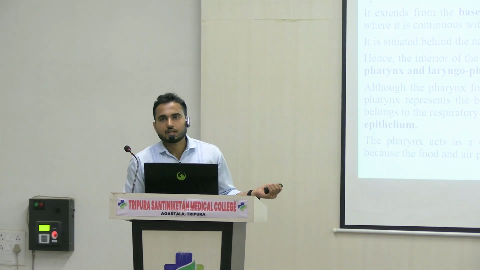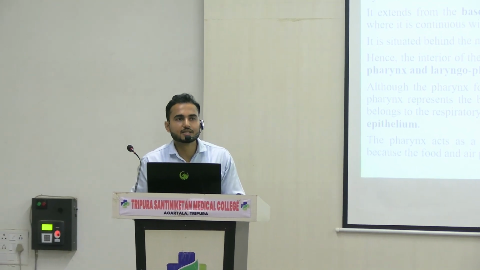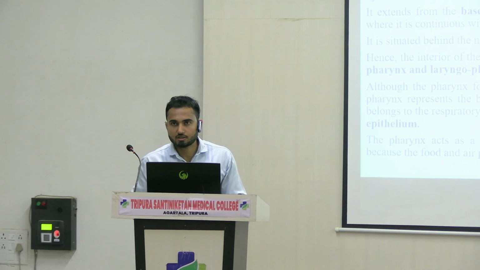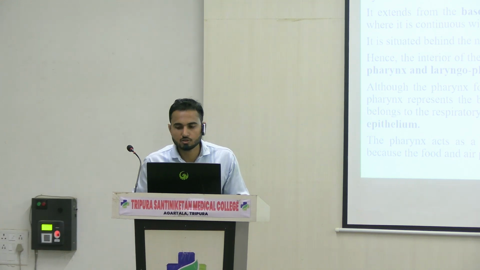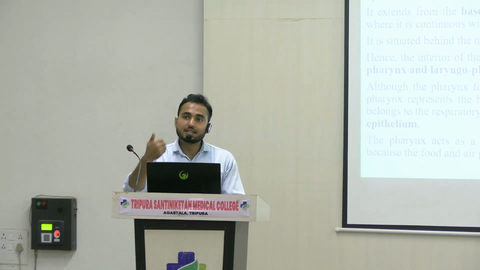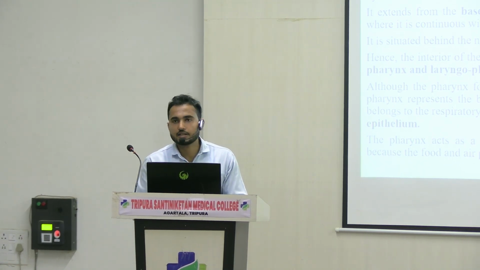So I'll start with the pharynx. First, what is the shape of the pharynx? As I said, it is a tubular structure, musculo-membranous. Musculo-membranous means it is made up of muscle as well as membranes. Internally, if you see the pharynx, it is lined by mucous membrane. That means you will get the lining epithelium over there.